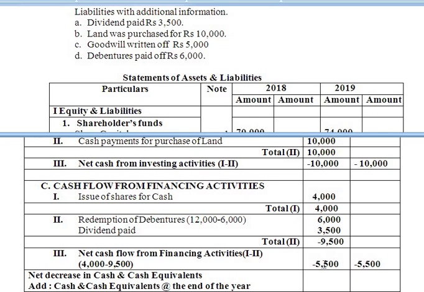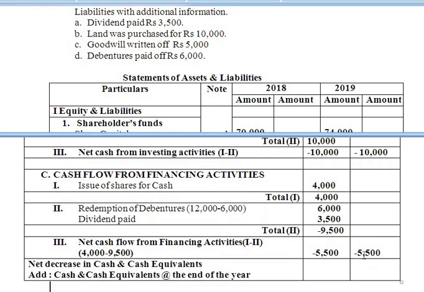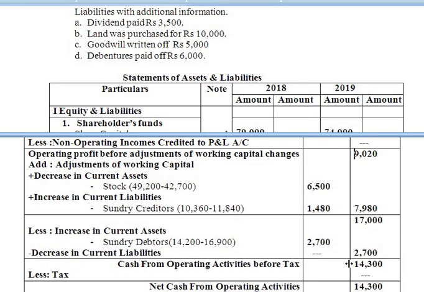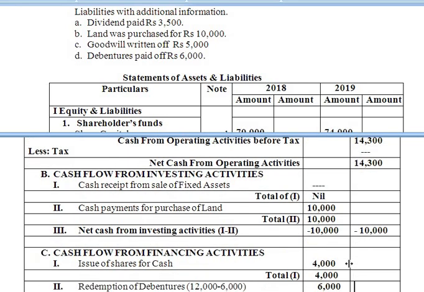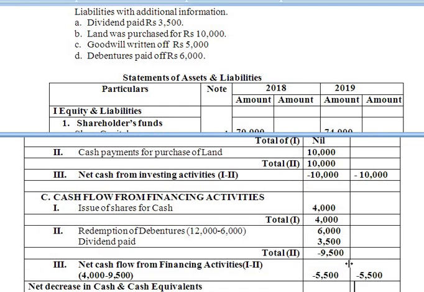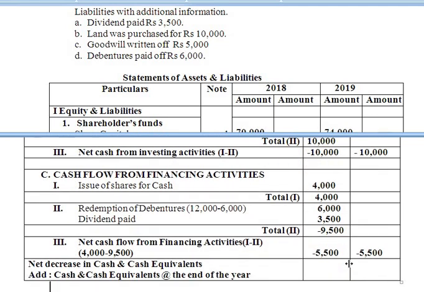So these are the cash flows from all three activities. Now next we need to find out increase or decrease in cash and cash equivalents. Okay, how we can find out? Now what is the net cash flow from operating activities? 14,300, okay, positive balance, plus minus 5,500.